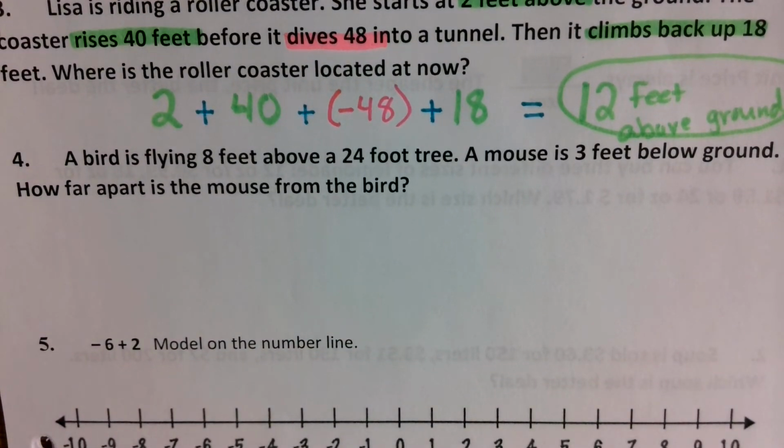All right. A bird is flying 8 feet above a 24-foot tree. You have a mouse that is 3 feet below ground. How far apart is the mouse from the bird? How far apart is the mouse going to be from the bird? Huzaifa? 35 feet. Good. Yeah, they're 35 feet apart.